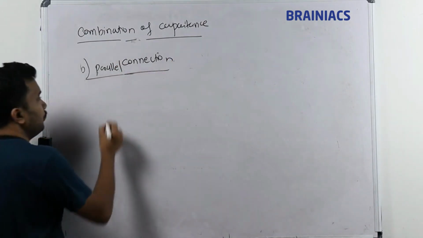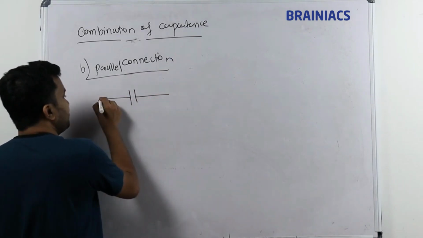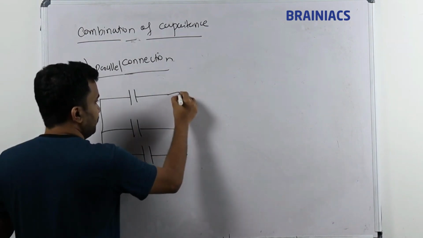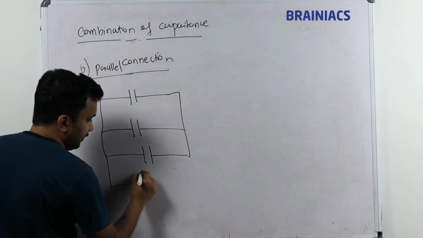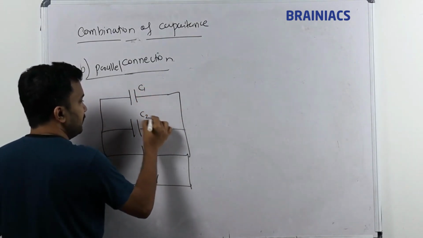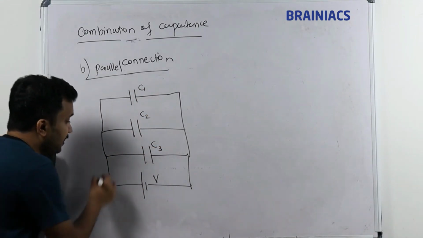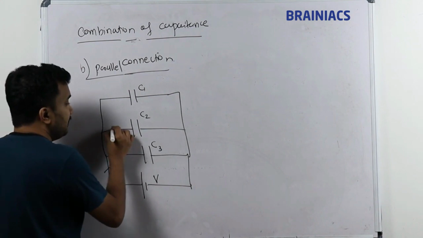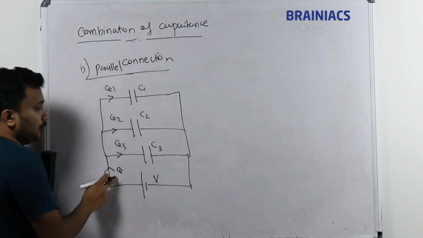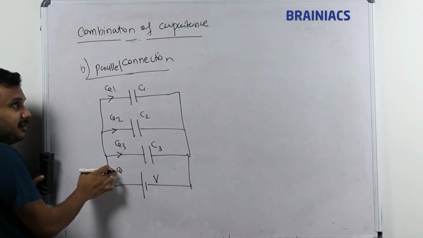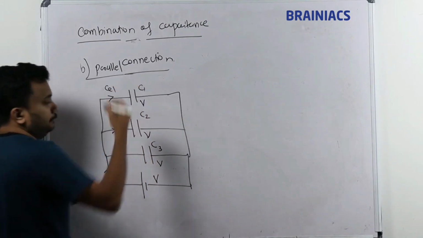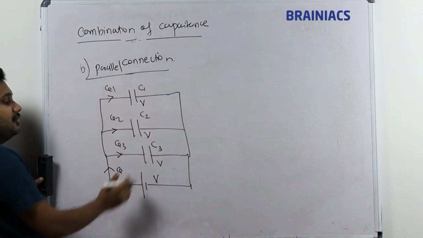Parallel connection. So we will connect 3 capacitors in parallel. This is connected with a battery, a V volt battery. This is C1, this is C2, and this is C3. Here I am giving charge Q, and the total charge will be split into Q1, Q2, Q3. Q is split in parallel connection, but what is the voltage here? V. And here? V. And here? V. In parallel connection, voltages are the same.